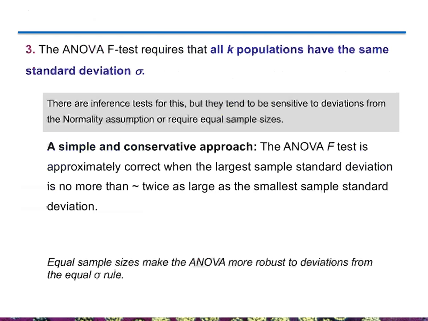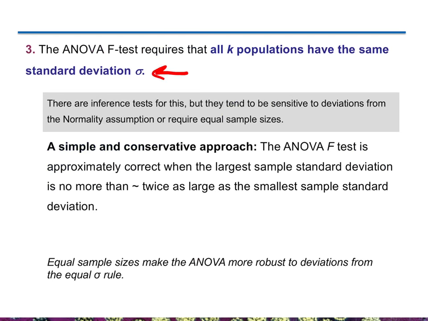All right. Third, the ANOVA F-test requires that all populations have the same standard deviation. Now, there are tests for this where you can actually get a p-value to determine if the standard deviations you're looking at across multiple samples are the same, but they're problematic. They can be sensitive to deviations from normality, and there are other issues as well. So generally, the most conservative approach is a simple rule of thumb. And that is that the ANOVA F-test is approximately correct when the largest sample standard deviation is no more than twice as large as the smallest sample standard deviation.